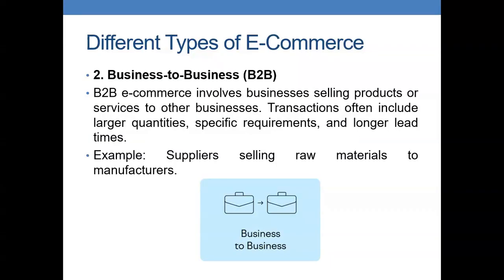Then business to business. In this e-commerce, a business sells products or services to other businesses. These transactions often involve larger quantities, specific requirements, and longer lead times. The best example is suppliers selling raw material to manufacturers. Here both are businesses: the supplier is a business and the manufacturer also runs a business. So business to business means one business is selling products or services to another business.